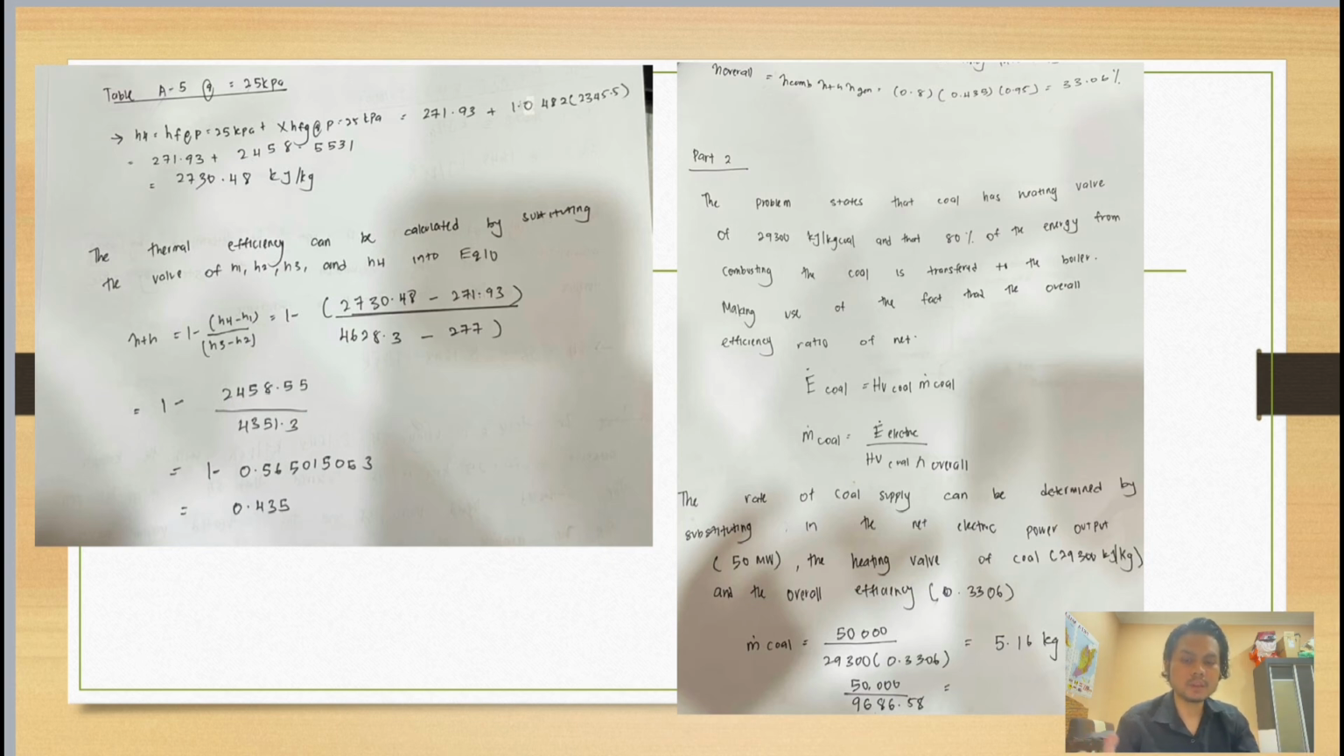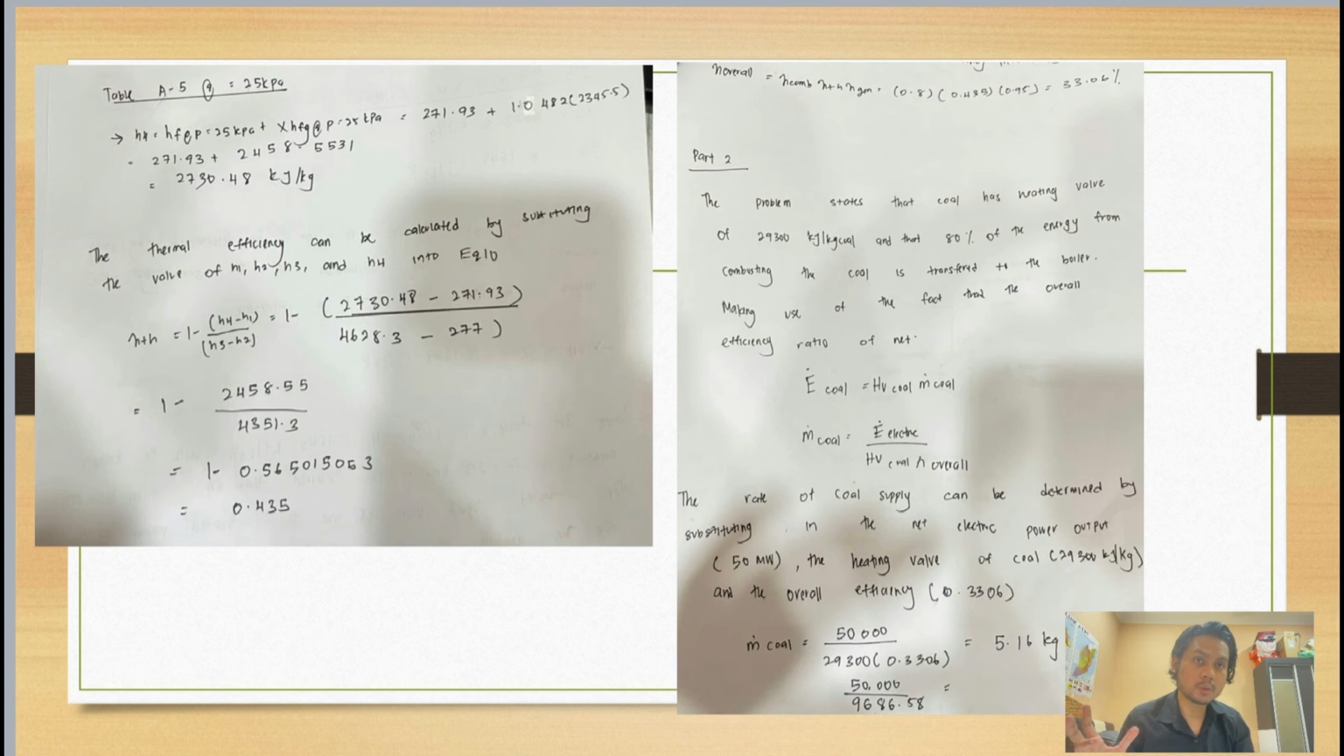The thermal efficiency can be calculated by substituting the values of H1, H2, H3 and H4 into equation 10. So the formula is 1 minus (H4 minus H1) divided by (H3 minus H2). We easily get 0.435 and change to percentage, we get 43.5%.